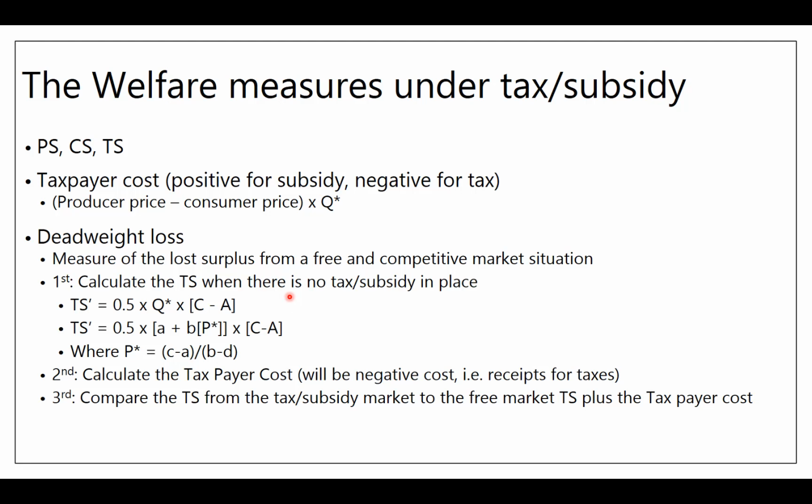Okay, so we have 3 steps here that we're going to do, and you'll see I'll move to the spreadsheet right after this. First, calculate the total surplus when there is no tax or subsidy in place. Okay, and to do that, I'm calling it TS prime.